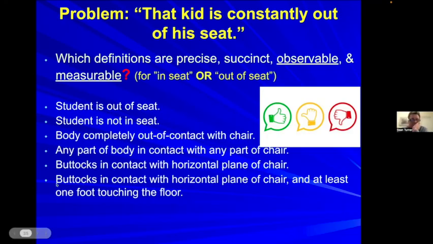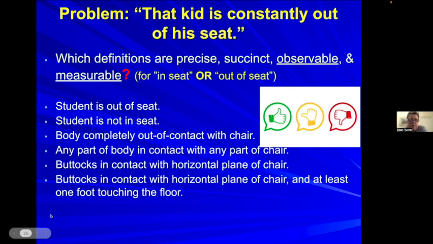Student is not in seat, needs to clarify where they are. And yes, I know that I've had differences of opinion about what we mean by out of seat or not in seat. The student might be sitting on the writing platform of a desk, and someone will say, well, he's out of seat. And others will say, well, no, there's the seat, and the student is in contact with it. So yes, we need to be precise about what we mean by out of seat or not in seat.